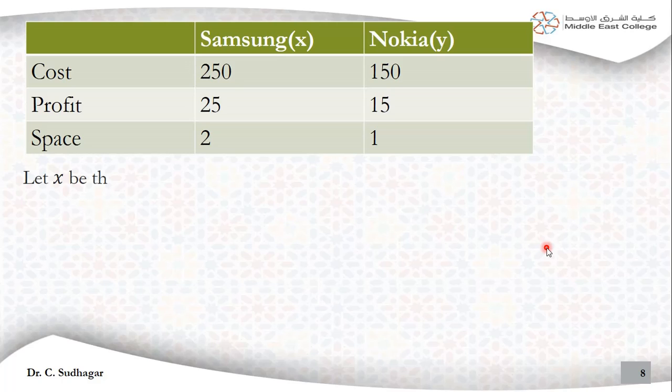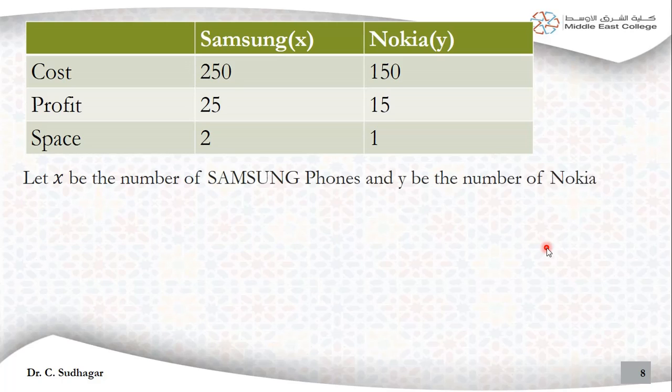So first, let X be the number of Samsung phones and Y be the number of Nokia phones. Let us write it very clearly, what the variable means. It is very important because the reader should be given clear information on what X is and what Y is. Okay, that is the very first step.